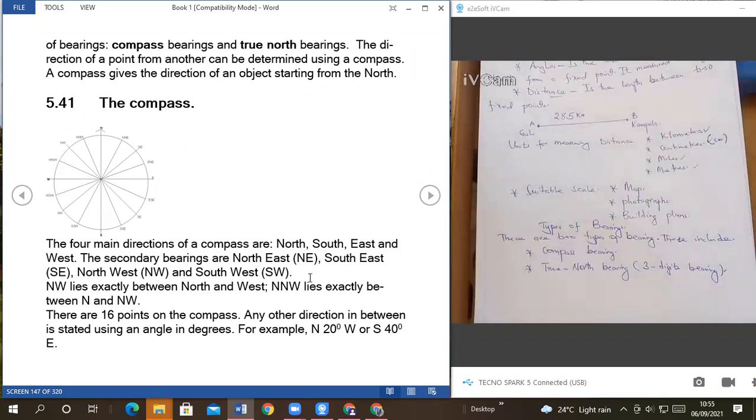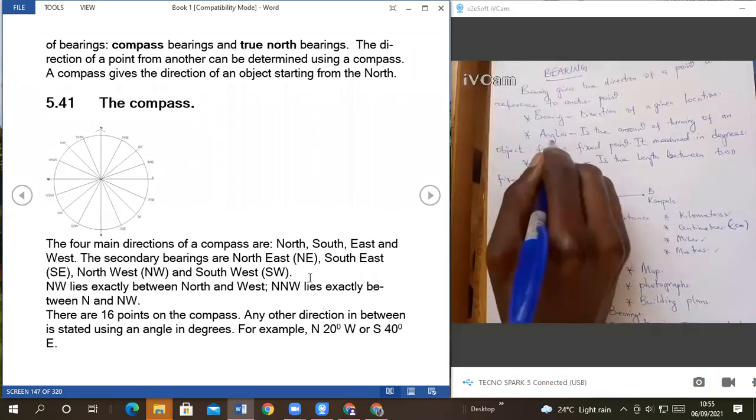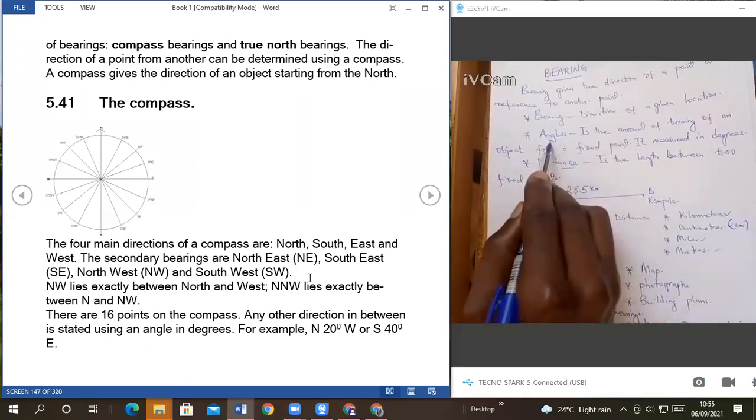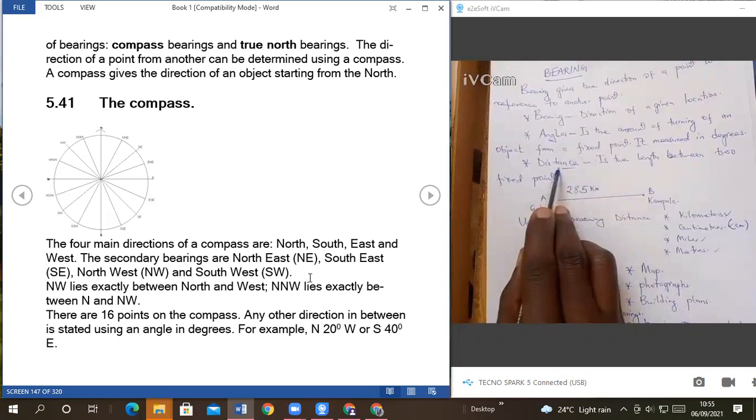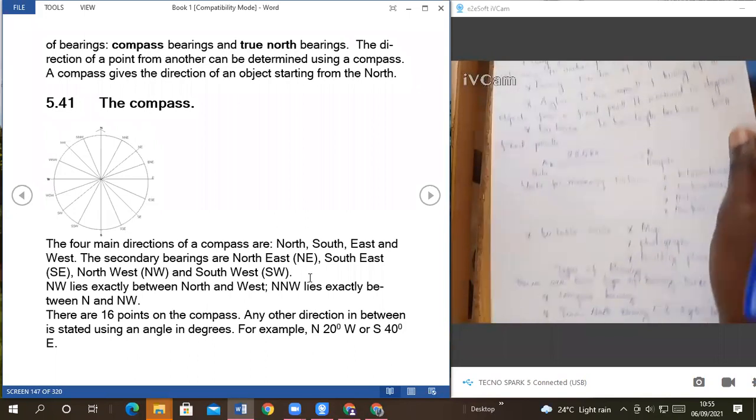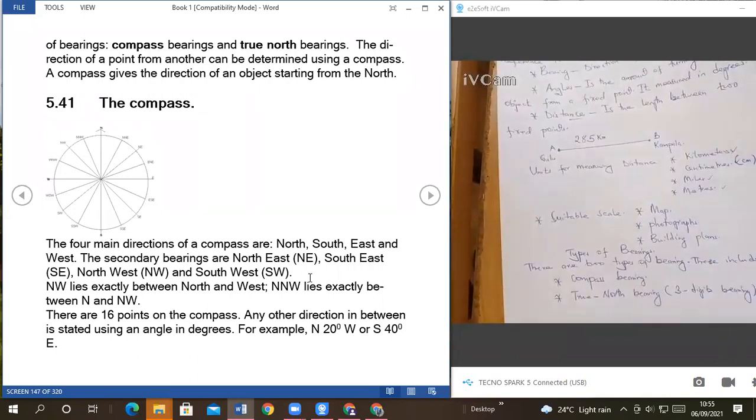In that one, you are not talking about anything to do with angles. You are not talking of anything to do with distance. Are you together, members? Yes. You are just giving a general perspective. Now we are saying the compass bearing and true north bearing.